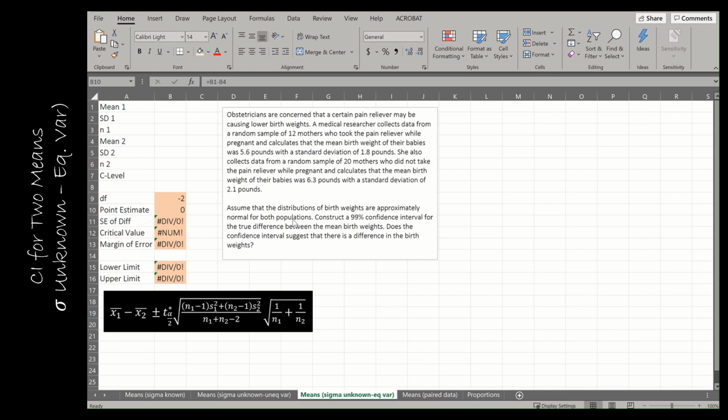A couple of things that we need to keep in mind here. The degrees of freedom is different, and obviously the standard error is quite different. So the degrees of freedom, instead of taking the smaller of the two, when we have equal variances, we are going to actually add the two sample sizes and subtract 2. So that's what I've done here, B3 plus B6 minus 2. The point estimate is still the difference of the two means. The standard error is all of this mess.